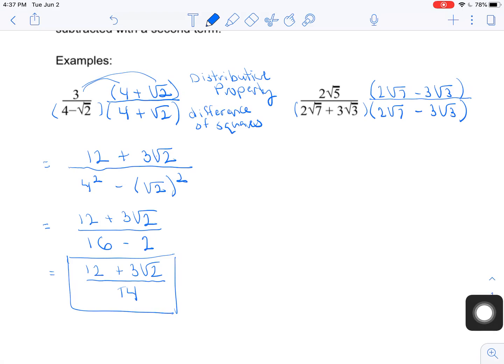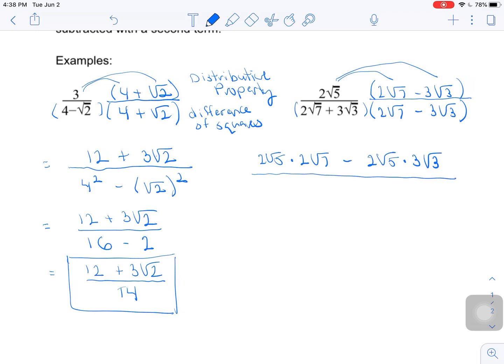So I am literally just going to write out what this looks like and then we'll get it all cleaned up in just a minute. On the top we have to do some distributive property. So I'm literally just going to write out the multiplication and then, like I said, we'll clean it up. So it's going to be 2 times the square root of 5 times 2 times the square root of 7, and then minus 2 times the square root of 5 times 3 times the square root of 3. That's what happens when we distribute that.